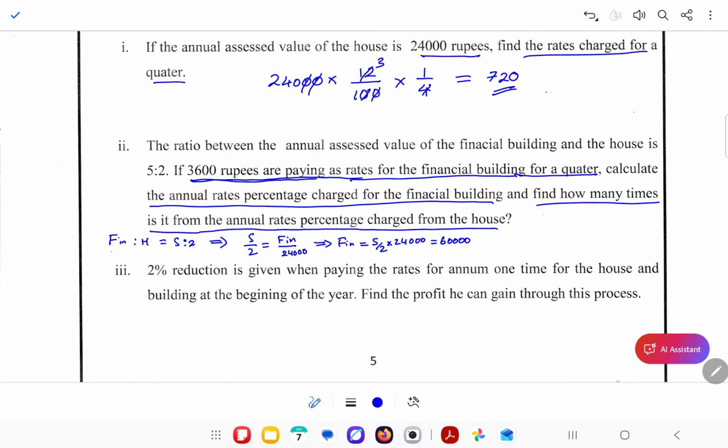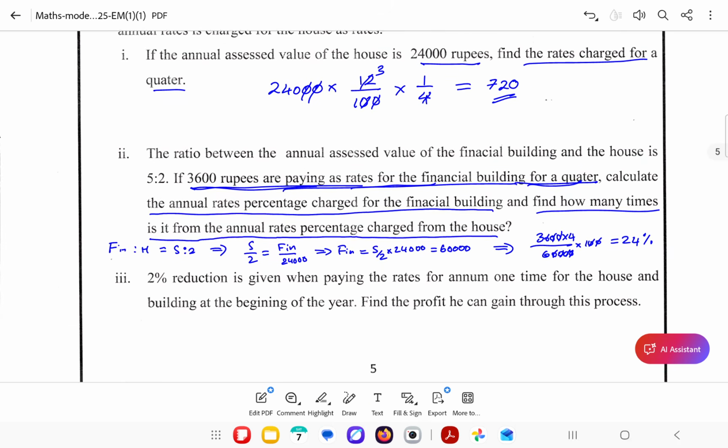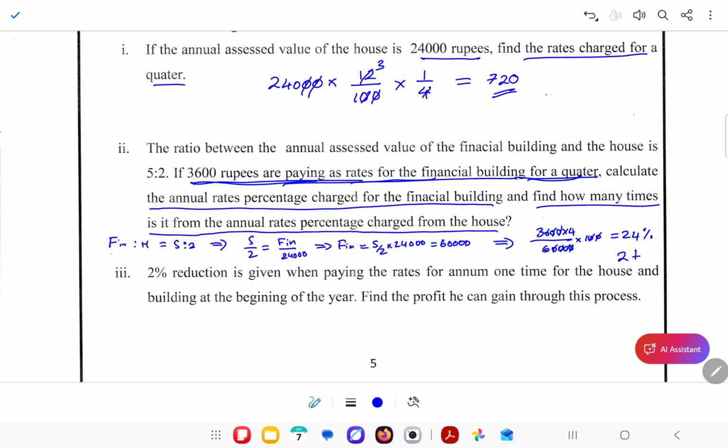Then for the financial building, he pays 3,600 per quarter. So then to find the rate, we have to multiply that by 4 and divide by 60,000. Then multiply by 100. So simplify. Zeros cancel. So 144 over 6, or 24%. That is the rate. Then the next part is how many times is it from the annual rates percentage charge from the house. House is 12%. This is 24%. So 2 times.